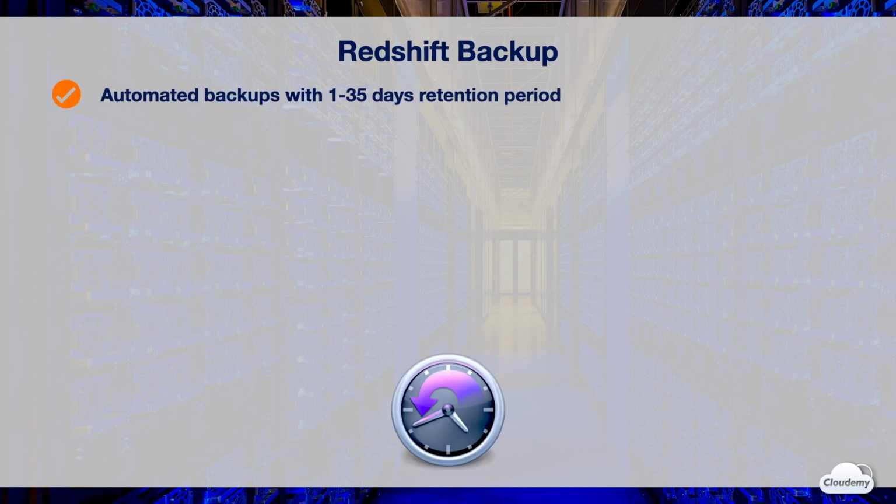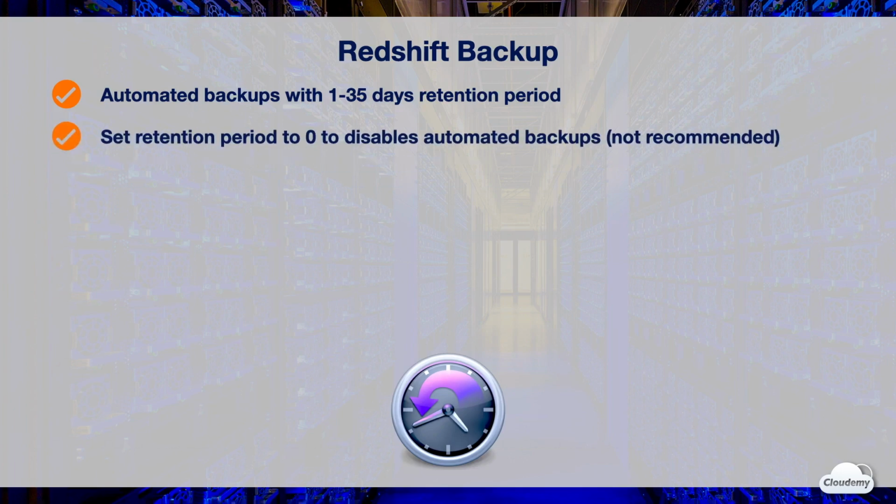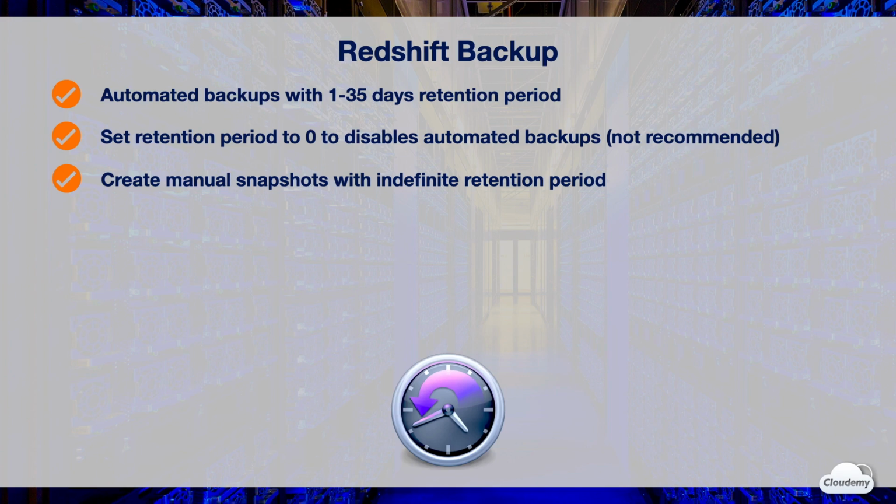By default, Redshift enables automated backups of your cluster with a 1-day retention period. You can configure it up to 35 days. If you set the retention period to 0, it will disable the automated backups. However, it's not recommended. You can also take a manual snapshot at any time.